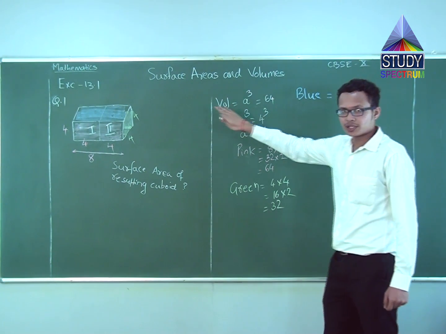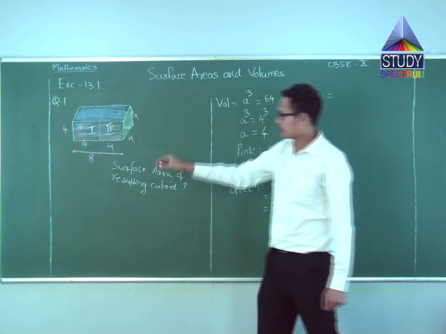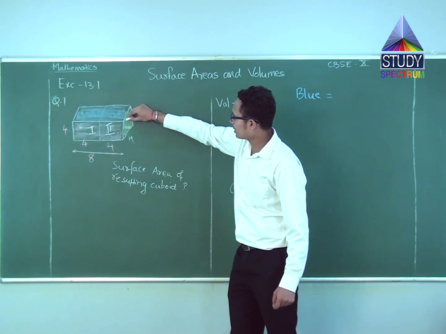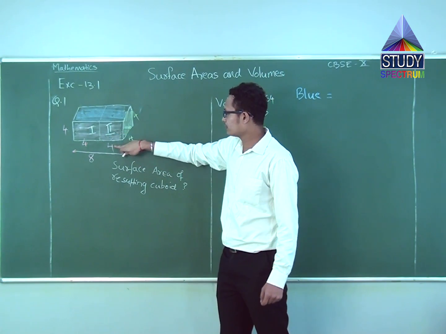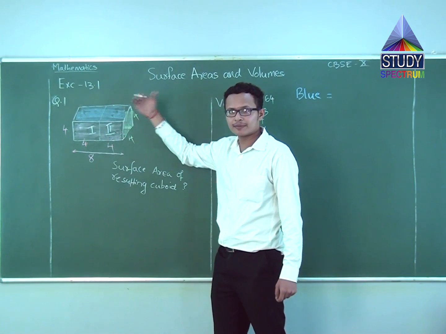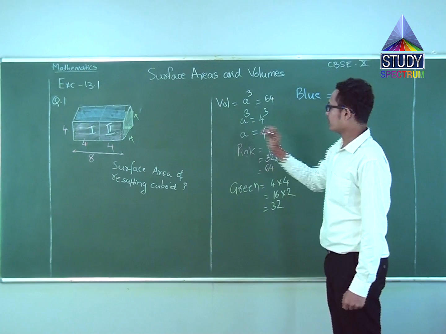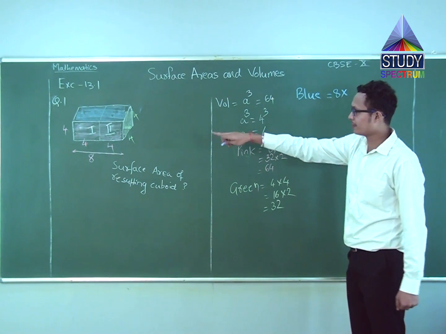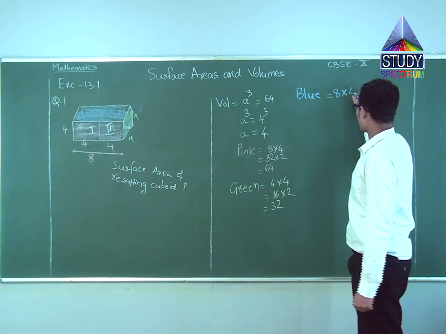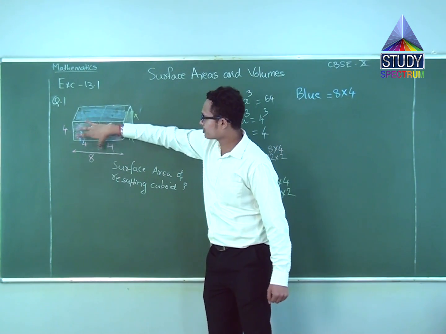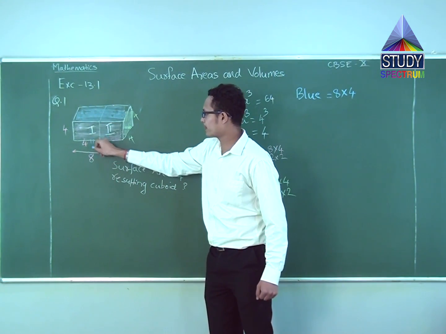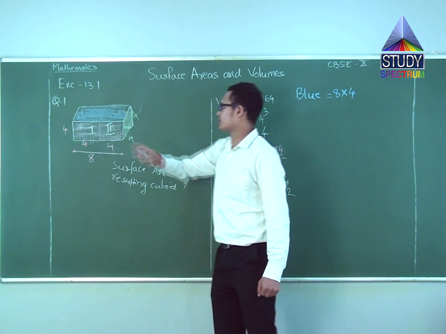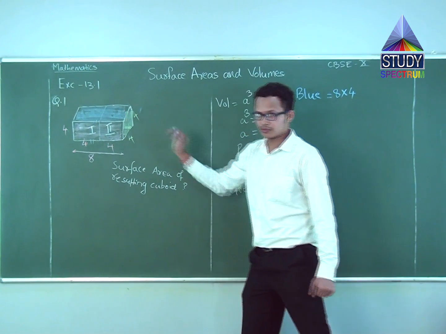The surface area of the blue region is given by this dimension multiplied by this. Top and bottom, there are two faces, so multiply that product by 2. So therefore, 8 multiplied by 4. How 8? This dimension is parallel to this dimension. These two are parallel and equal. So this will be 8 and this also will be 8. And this is obviously 4.